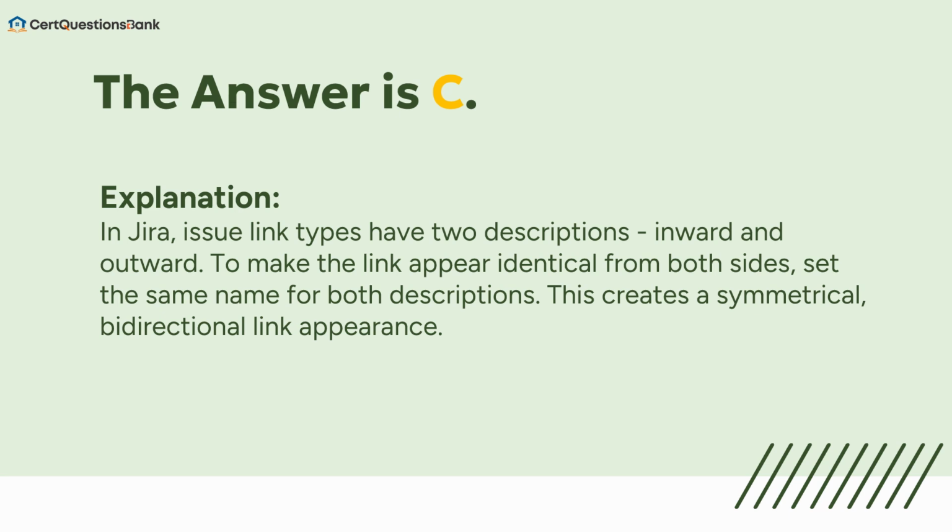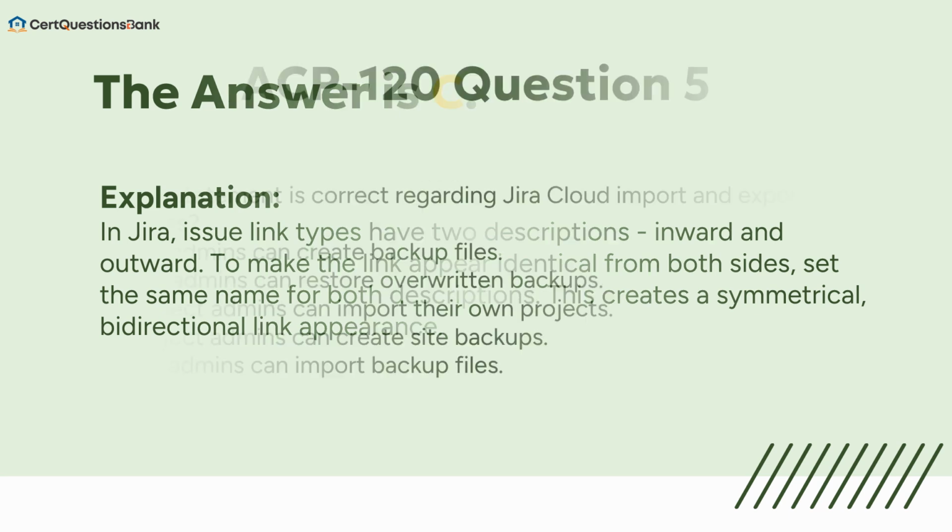The answer is C. In Jira, issue link types have two descriptions, inward and outward. To make the link appear identical from both sides, set the same name for both descriptions. This creates a symmetrical, bidirectional link appearance.